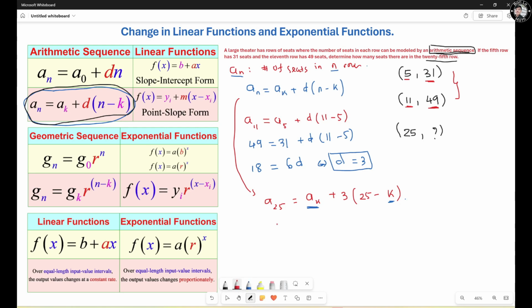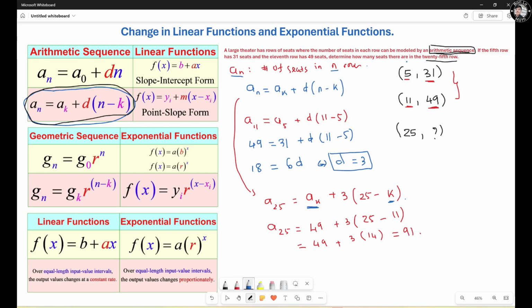Alright, so I have a sub 25 equal to a sub k. I'm going to pick 49 right here. So it's going to be 49 plus 3 times 25 subtract k, which is 11. So I have 49 plus 3 times, 25 minus 11 is going to be 14. 3 times 14 is going to be 42. 42 plus 49 is going to be 91.